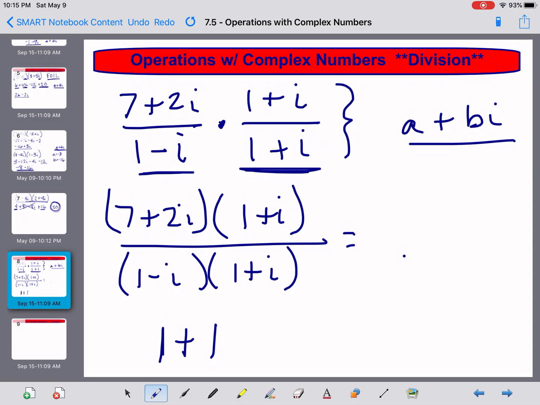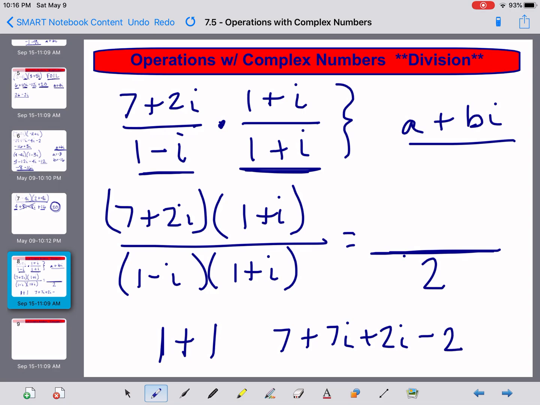Okay, 1 plus 1, that'll give me 2. So you see in the end result, I get 2 in the denominator, which is really nice, because now that's a real value. Okay, now let's go to the top piece, and I'll put that here right on the bottom. So if I go 7 times 1, that's 7, plus 7i, I'm going to go a little quicker, plus 2i, and then 2i squared, which will be minus 2.